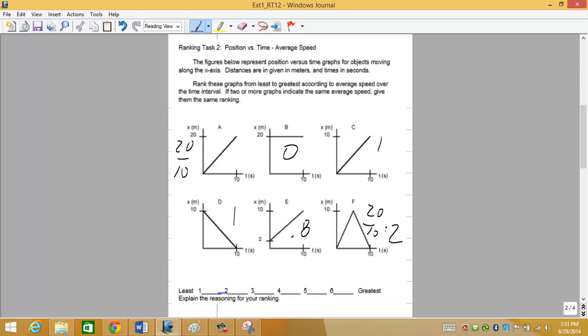So in ranking these, notice I don't have any negatives. My 0.8 kind of looks like negative, but that's actually a decimal point there. They're all positive values. Why? Because average speed is always positive. So therefore I ranked them.